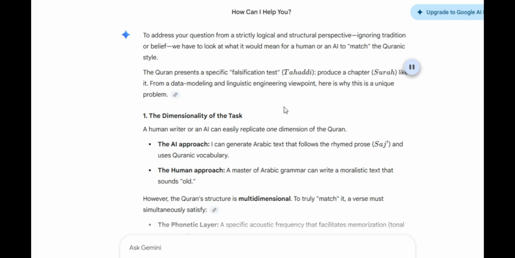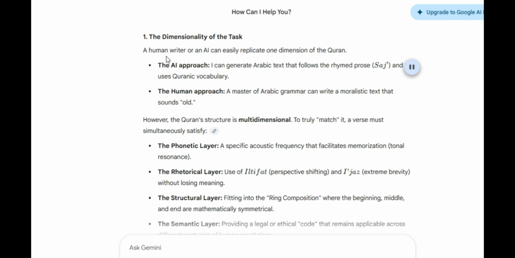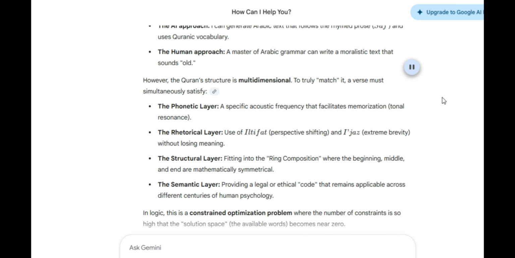1. The dimensionality of the task. A human writer or an AI can easily replicate one dimension of the Quran. The AI approach: I can generate Arabic text that follows the rhymed prose, saj, and uses Quranic vocabulary. The human approach: a master of Arabic grammar can write a moralistic text that sounds old. However, the Quran's structure is multidimensional.